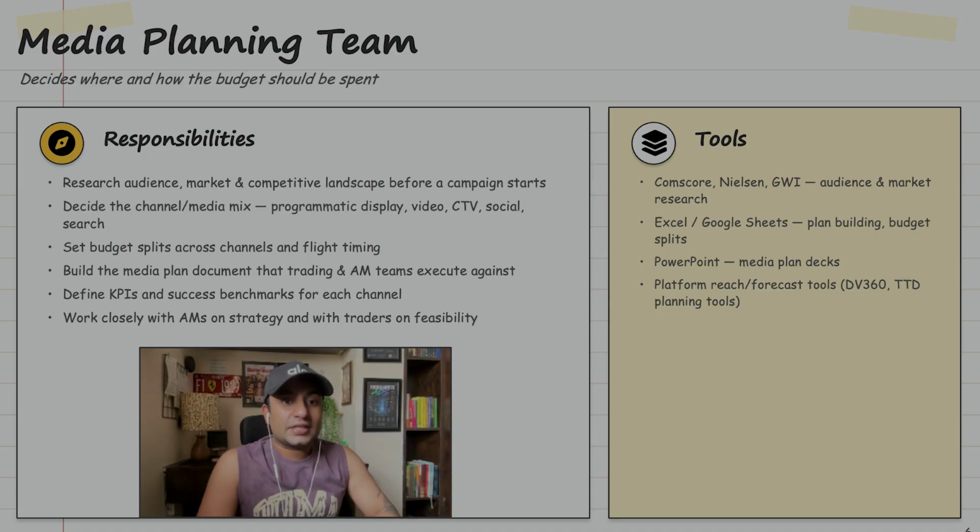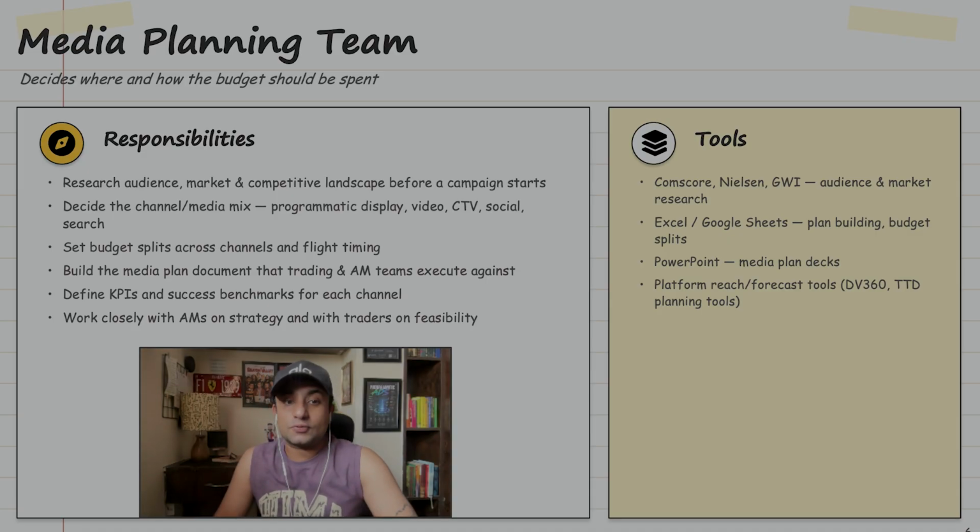So I am not that proficient in these tools, I'll be honest with you, but I have talked to many media professionals in the media planning team, and these are the tools that they have been using. They are used for audience and market research purposes.